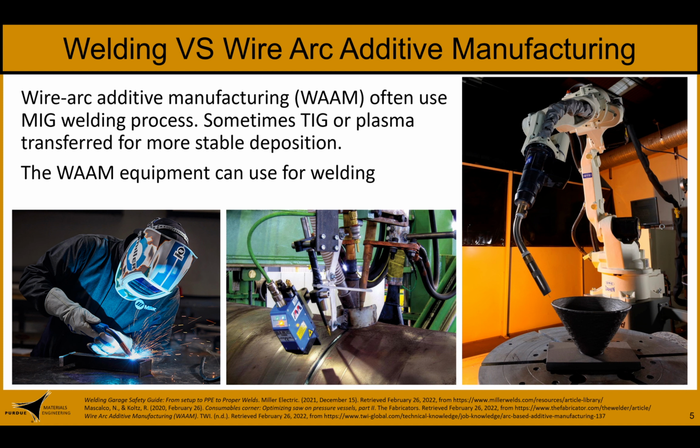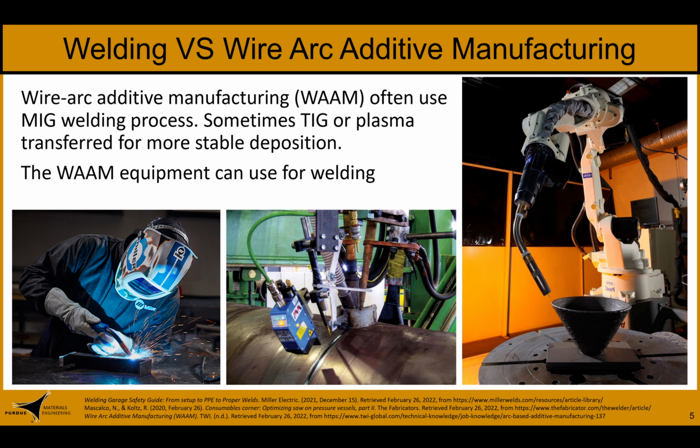In the picture on the left, we can see a person manually feeding in the wire in the MIG process, doing the welding process manually. The picture in the middle shows an automatic welding process, where the machine automatically welds more material to connect two pipelines together. And the picture on the right shows the machine for wire arc additive manufacturing, which we can simply say is a robotic arm for welding.